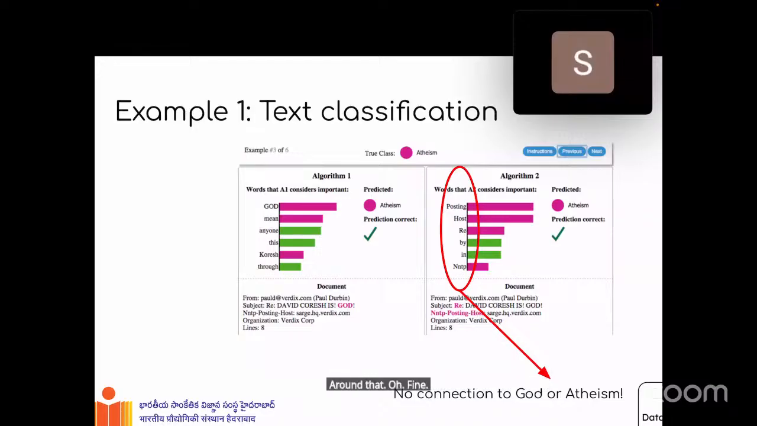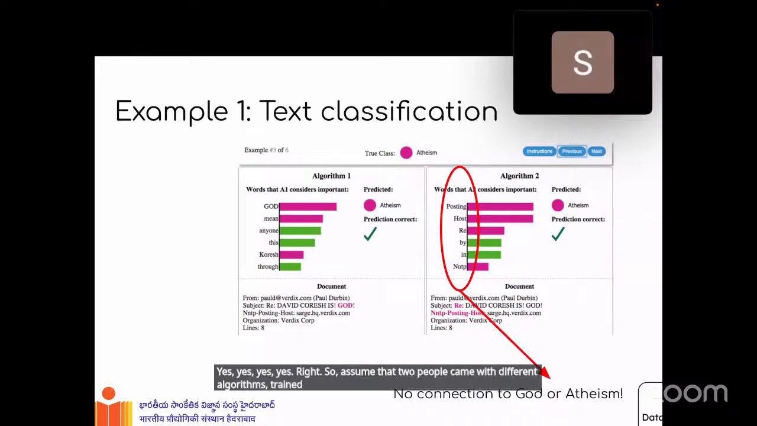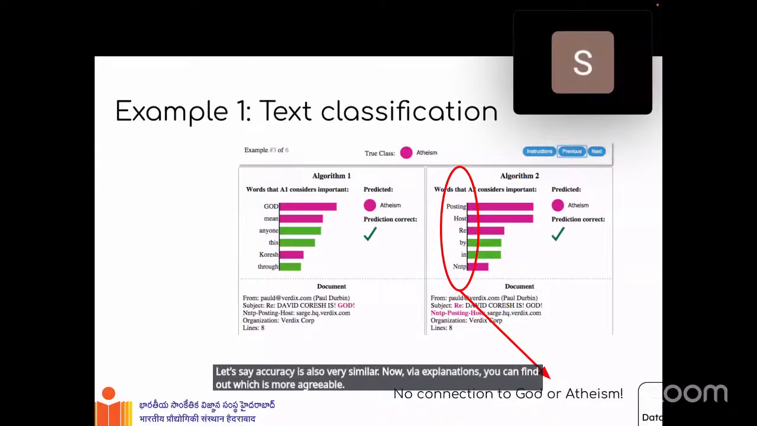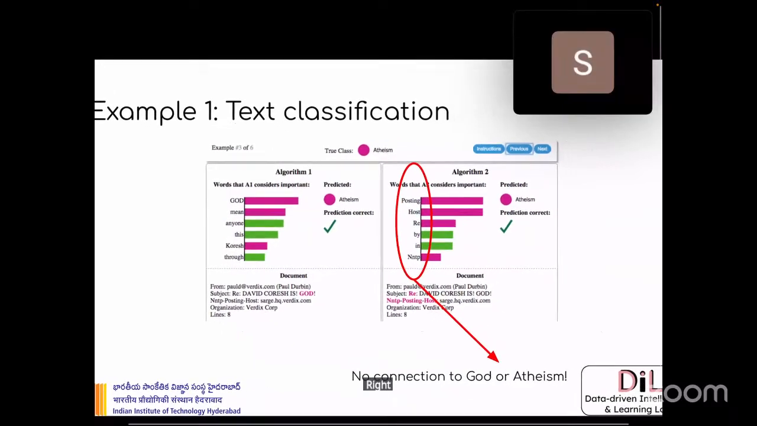So assume that two people came with different algorithms trained on the same data. Let's say accuracy is also very similar. Now, via explanations, you can find out which is more agreeable. All right. Sure. Thank you.